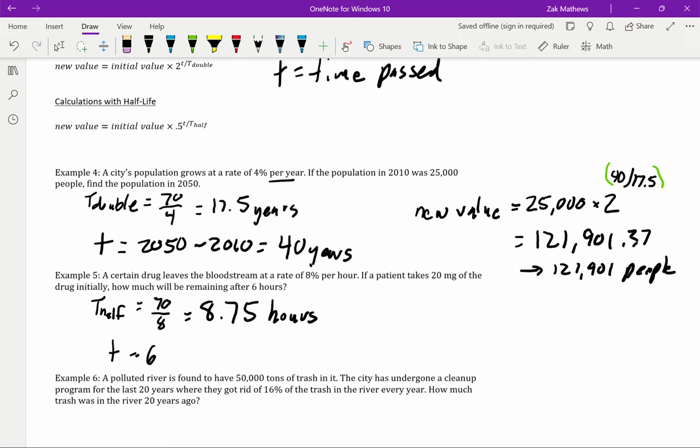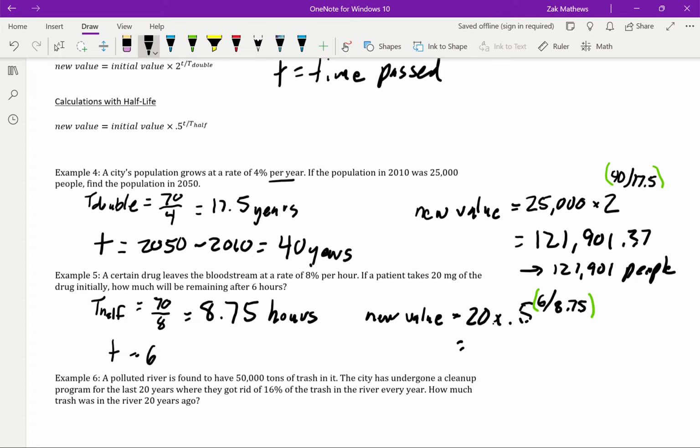6 hours have passed. So our new value is going to be equal to the initial value of 20 milligrams, times, this time I have to use 0.5 or 1/2, and you can use 1/2 instead of 0.5. 0.5 is probably just a little bit easier to type into the calculator. Our time is 6 divided by our half-life of 8.75. So I'm going to type this in the calculator. Again, be careful with parentheses. We want to make sure we include those. I have 20 times 0.5 to the power of 6 divided by 8.75.